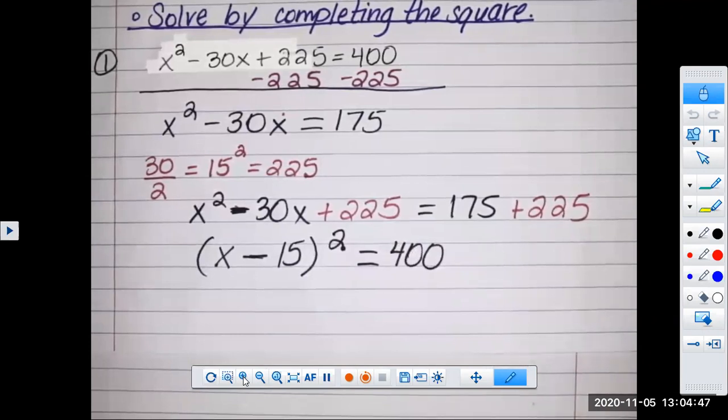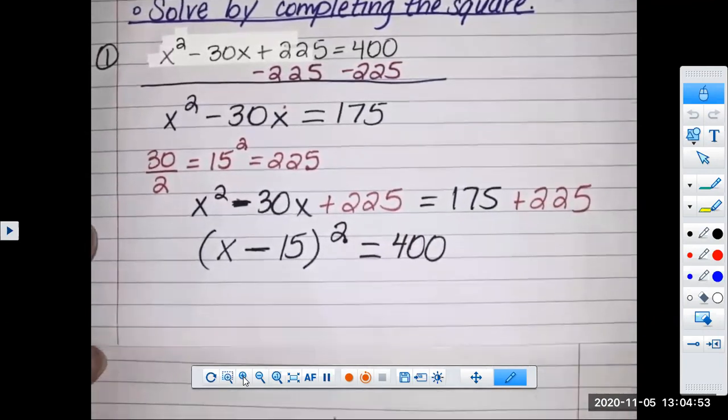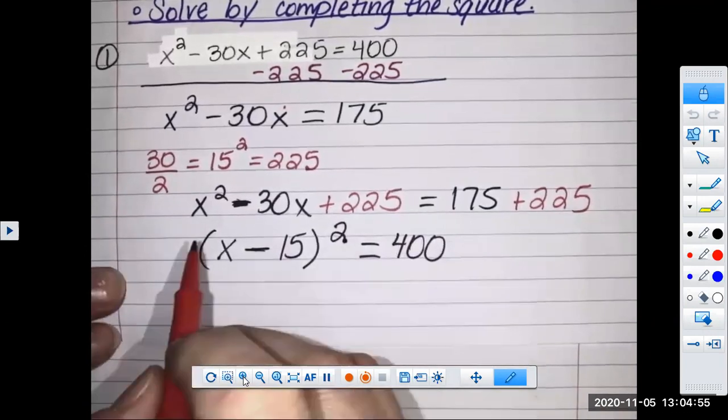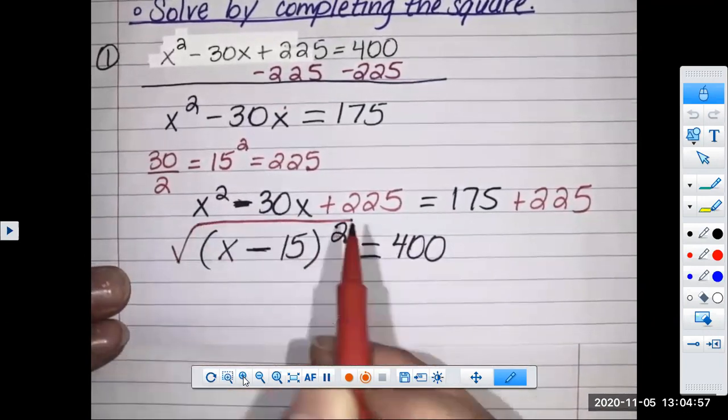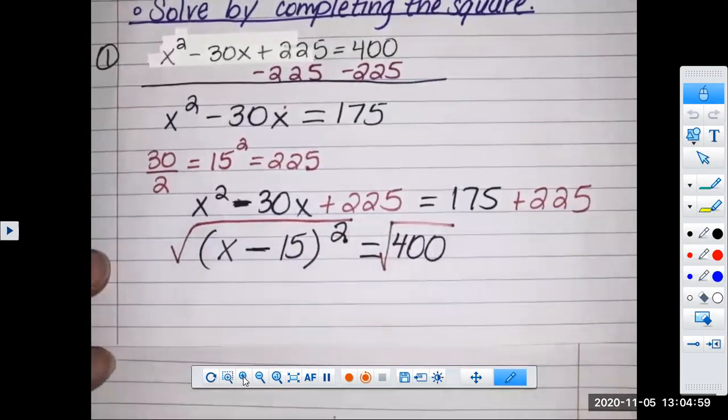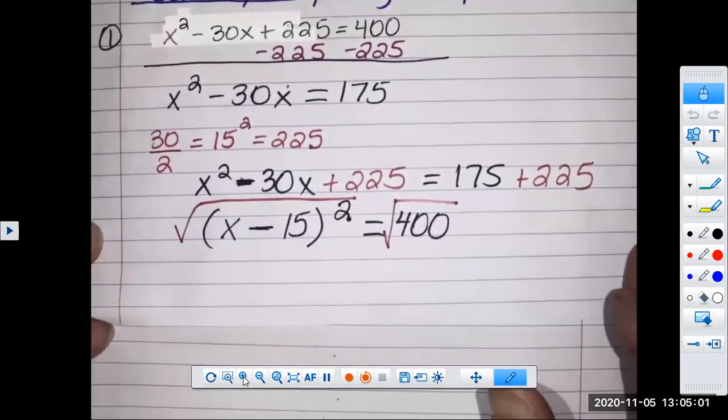Okay, so we did step 3. We factored it. Step 4. Now I should be able to take the square root of both sides, and I am. I have something squared equals 400. To get rid of that exponent of 2, so I can solve for x, take the square roots.